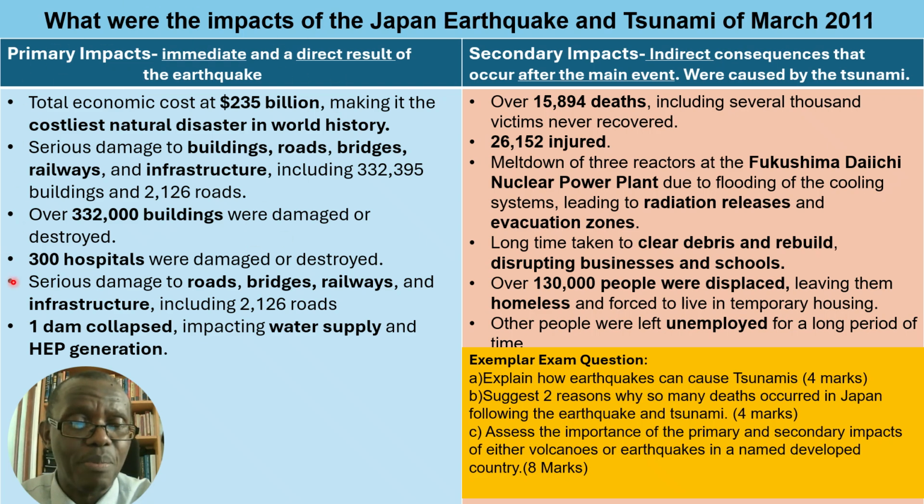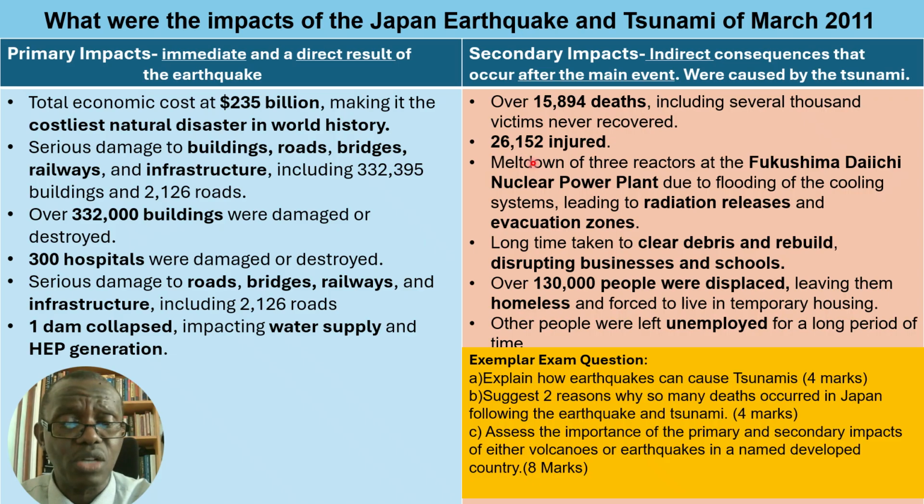Okay, so those are the primary impacts, and now we'll move on to the secondary impacts. So these were what were caused by the tsunami. So over 15,894 deaths, unfortunately, including several thousand victims that were never recovered. Now, if we compare this number of deaths rather to Nepal, it was 9,000. So Japan had a lot more deaths, and this could be put down to the fact that it was a tsunami and not just an earthquake on its own.